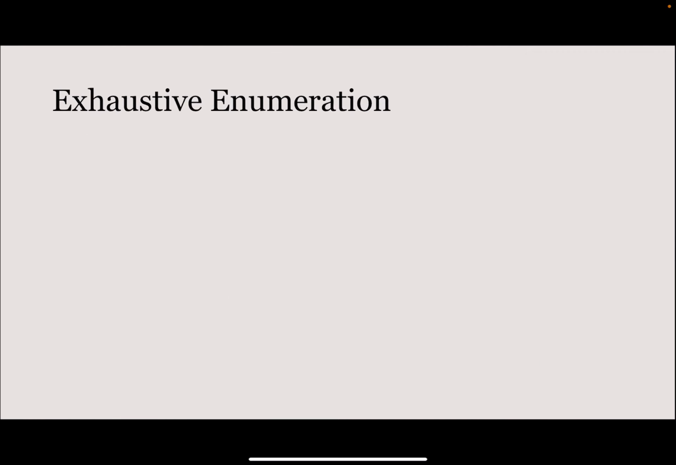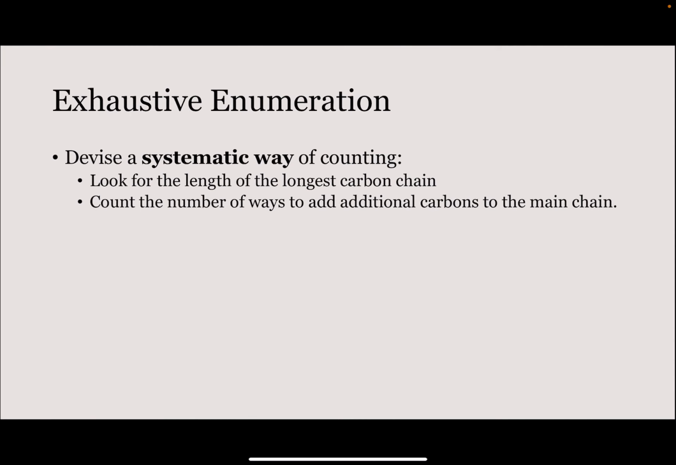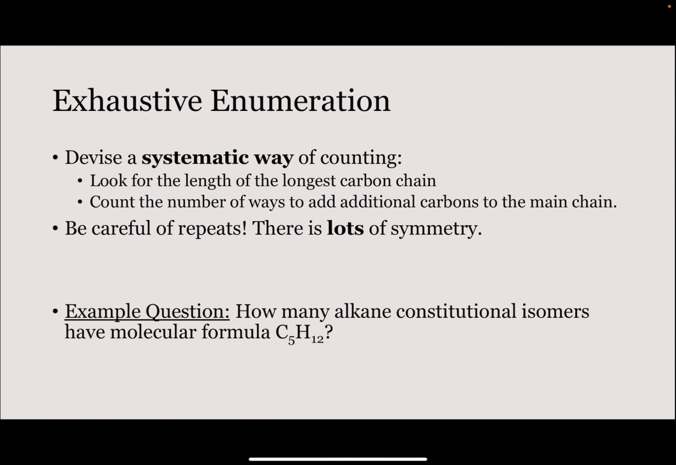Now what we're going to do is start by using exhaustive enumeration to devise a proper technique for counting our constitutional isomers. So we're going to derive a nice systematic way of counting these molecules. We take a look at the length of the longest carbon chain we have, and count the number of ways to add additional carbons to that main chain. Now be careful, there is a lot of symmetry, so we have to be very careful of repeats. So here's an example question.